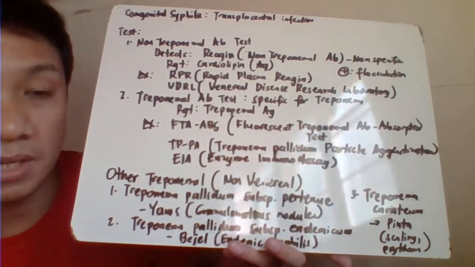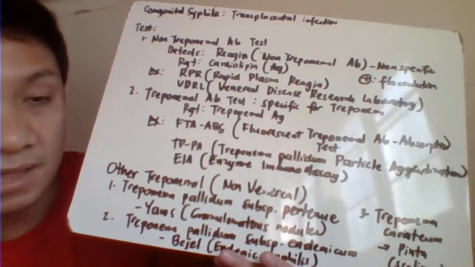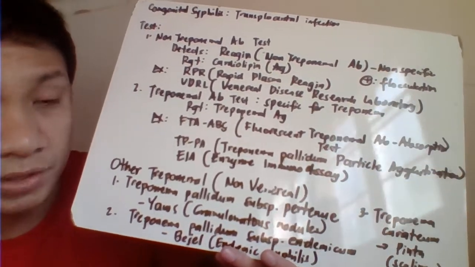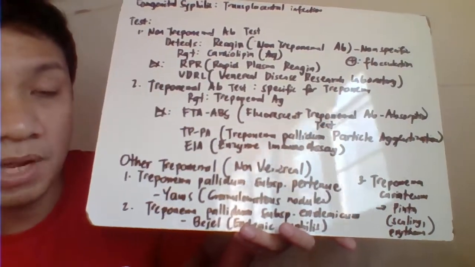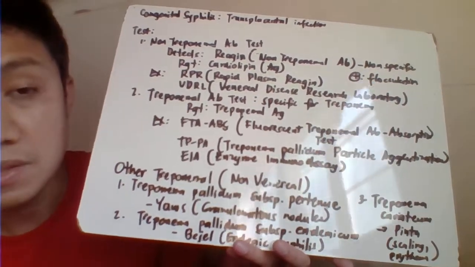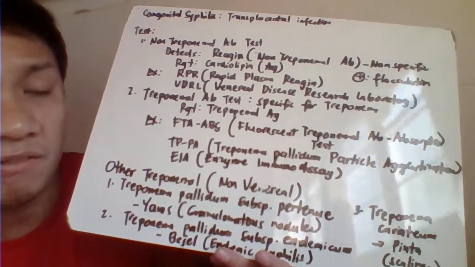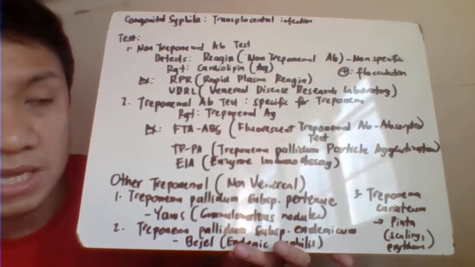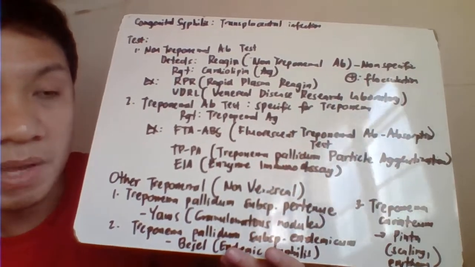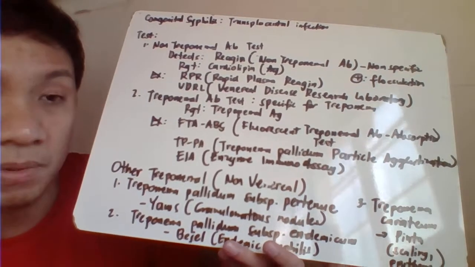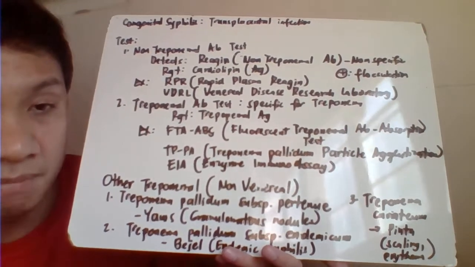In non-treponemal antibody testing, you are detecting the non-treponemal antibody, which is a non-specific antibody with syphilis, with Treponema. This antibody is also called reagin. The reagin here is not the same as reaginic IgE, which is another name for IgE, but this is not referring to IgE. Actually, this antibody is IgM or IgG. The antibody is produced not only by Treponema, but also by other diseases, making this a non-specific antibody.